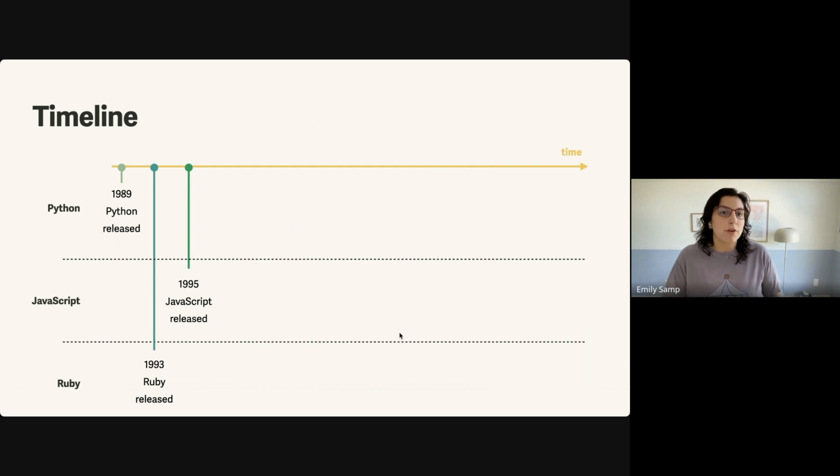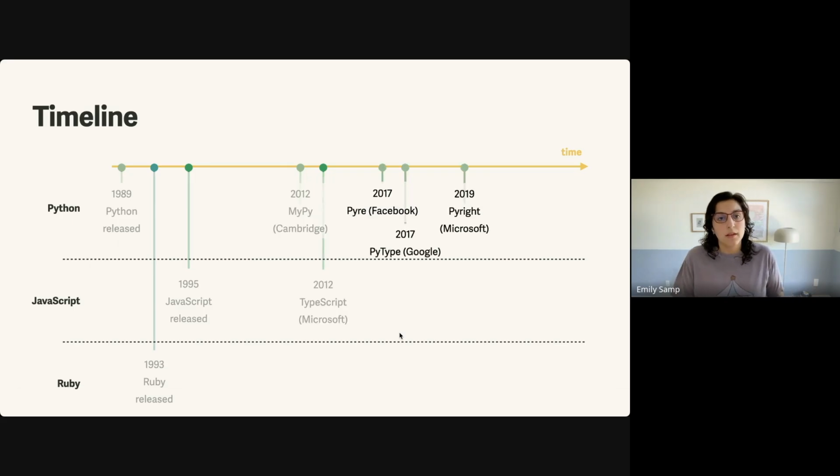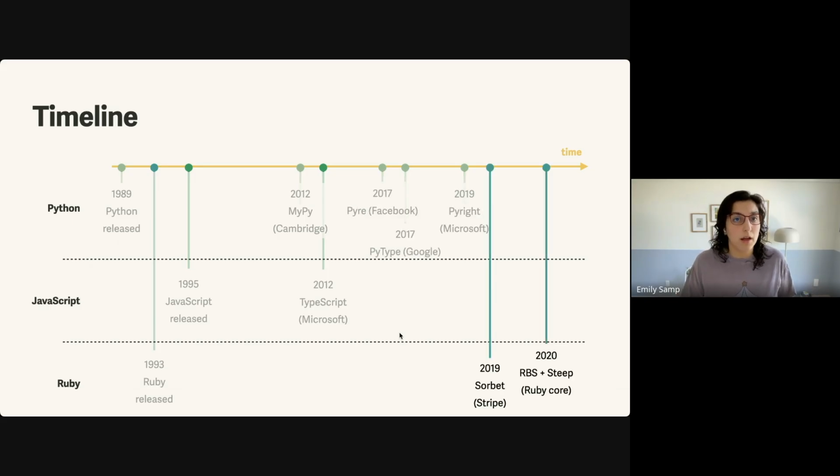So Python, Ruby, and JavaScript were all released within 7 years of each other in the late 80s and early 90s. In the early 2010s, these languages started to be adopted at scale, and it became very obvious that they were facing some limitations. So this led to the earliest Python and JavaScript type checkers, which were MyPy and TypeScript, both released in 2012. The later 2010s saw further investment in Python type checking, with the development of type checkers that are still in use today, in addition to further development in TypeScript, as I'm sure many people know from their own personal use.